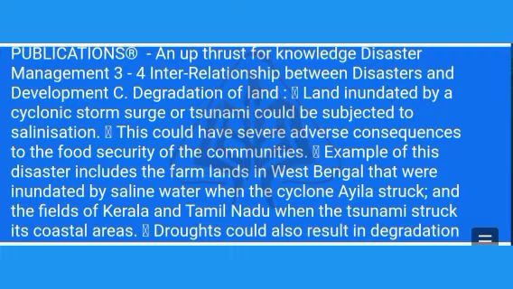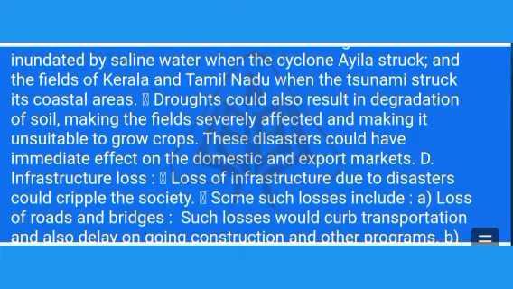C. Degradation of land. Land inundated by a cyclonic storm surge or tsunami could be subjected to salinization. This could have severe adverse consequences to the food security of the communities. Examples of this include the farmlands in West Bengal that were inundated by saline water when the cyclone Aila struck, and the fields of Kerala and Tamil Nadu when the tsunami struck its coastal areas.